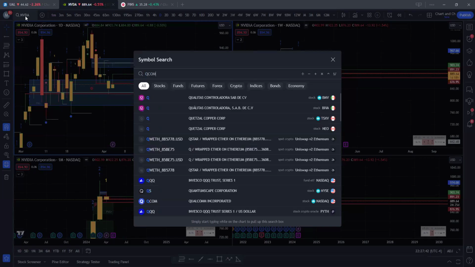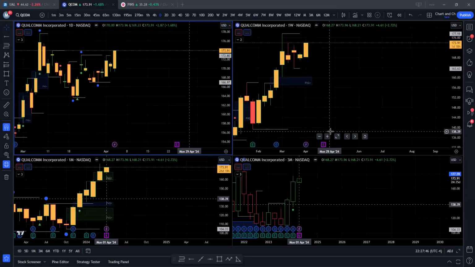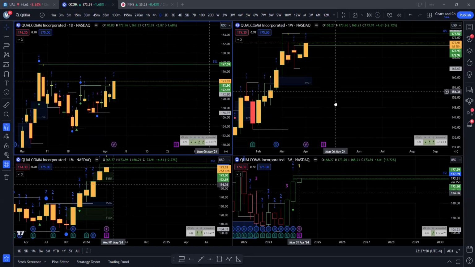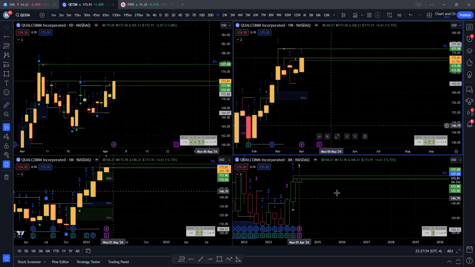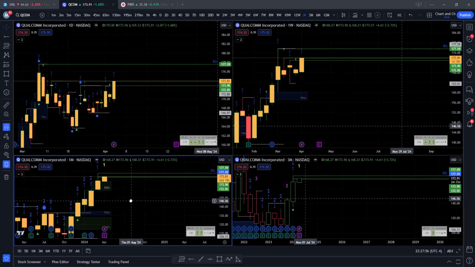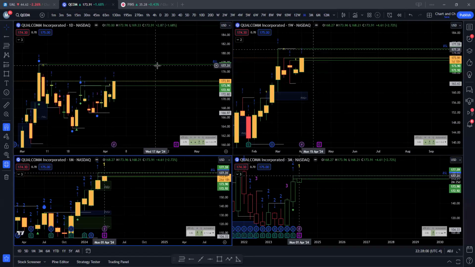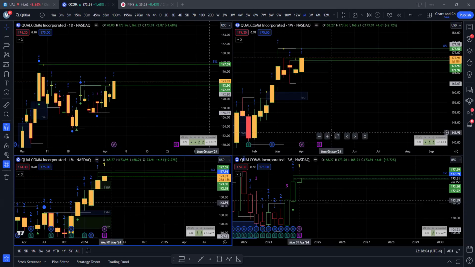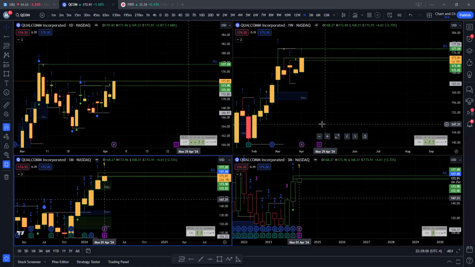Yeah, QCOM was definitely one I had talked about in previous videos. And matter of fact, it should still look good, actually. It's continuations, but yeah, should still look good. Oh, it took out my high. Oh yeah. So definitely, buy side liquidity is going to seek out that buy side liquidity at 177. So I'll probably look at QCOM 175s or 180s, honestly.